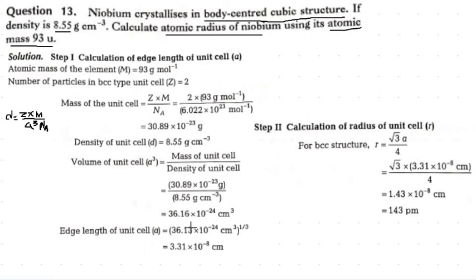So if you are taking the cube root of 10 to the power minus 24, you will get directly minus 8, because minus 8 into 3 becomes minus 24. So the cube root of 10 to the power minus 24 becomes 10 to the power minus 8. Okay, and for 36.16, we'll calculate the cube root in the calculator.